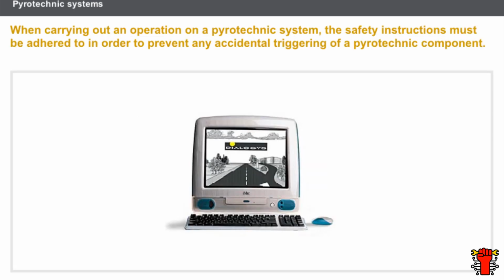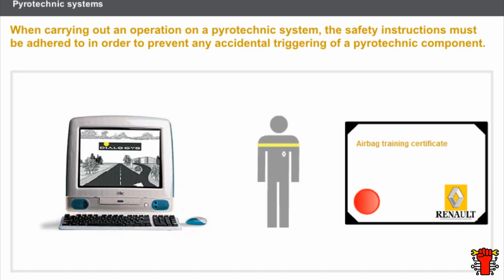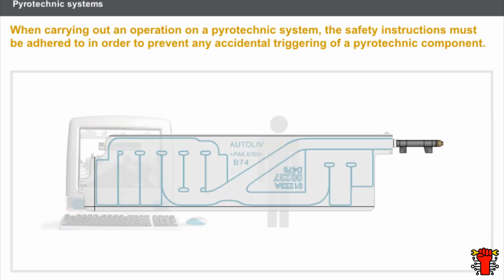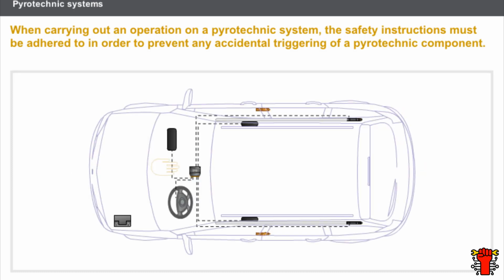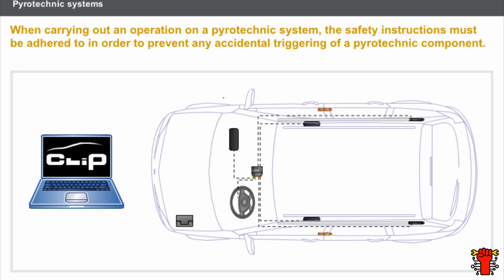When carrying out an operation on a pyrotechnic system, the safety instructions must be adhered to in order to prevent any accidental triggering of a pyrotechnic component. Any operation on a pyrotechnic system must be carried out by qualified personnel. The airbags have a pyrotechnic gas generator, an ignition module, and an airbag, which under no circumstances must be separated. All operations on the pyrotechnic trigger lines are prohibited. It is essential that pyrotechnic systems comprising pretensioners and airbags are checked using the diagnostic tool.